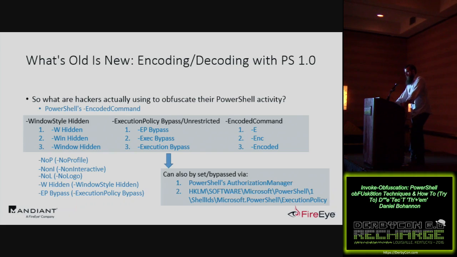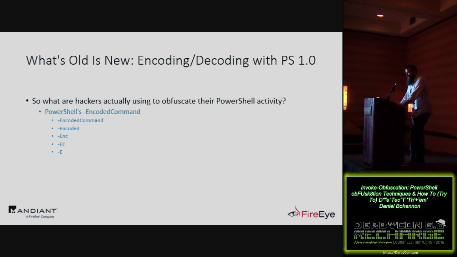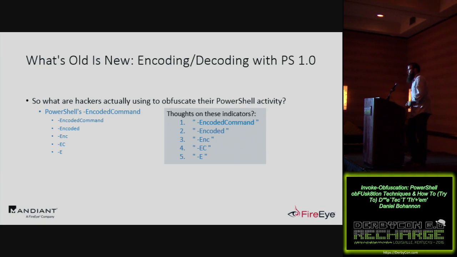In addition, a lot of these don't necessarily have to be present. We have seen a lot of commodity malware basically going and changing certain registry keys before, so they don't have to specify certain arguments on the command line. So let's look at encoded command. Typically, this is what we see: encoded command, encoded, ENC, EC. So if we had this as a trigger, would we be good? Would we catch every instance of encoded command? I'm not even talking about .NET, just literally PowerShell's encoded command.